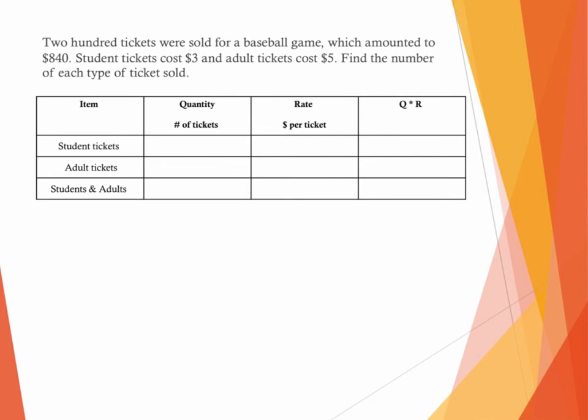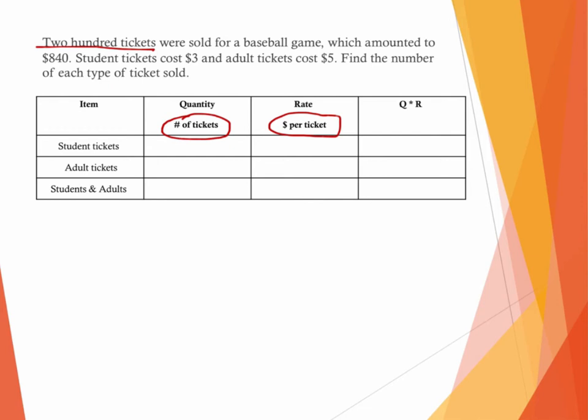So I have student tickets as an item, adult tickets, and then I have the combination, because if you read this, we know 200 total tickets were sold. So my last row many times is known as your totals row. I also put in my units. So for quantity, I have the number of tickets. For rate, it's the price per ticket.